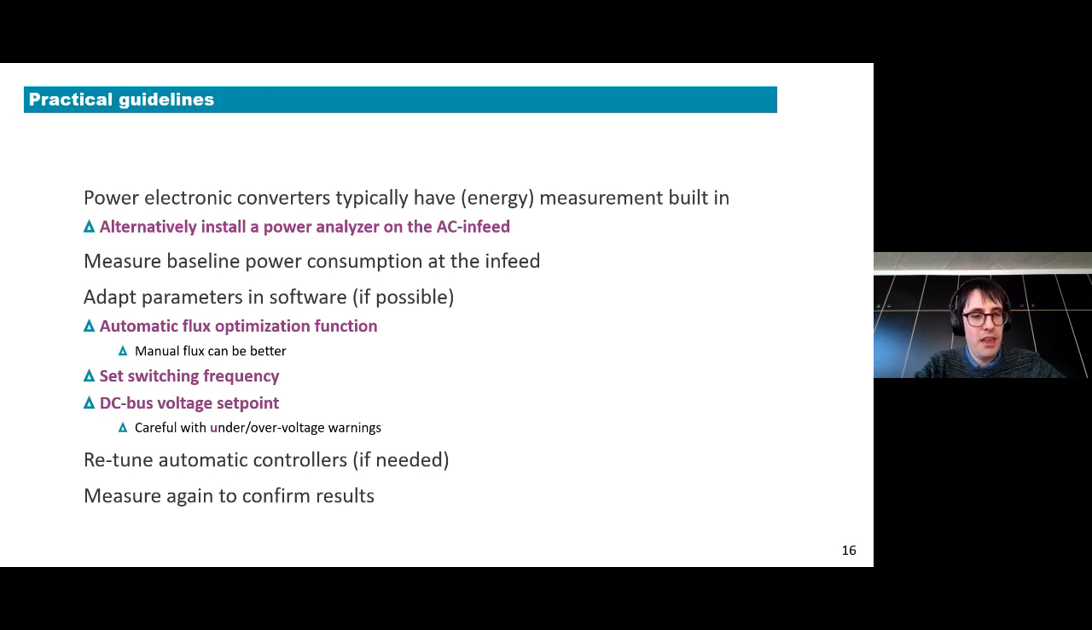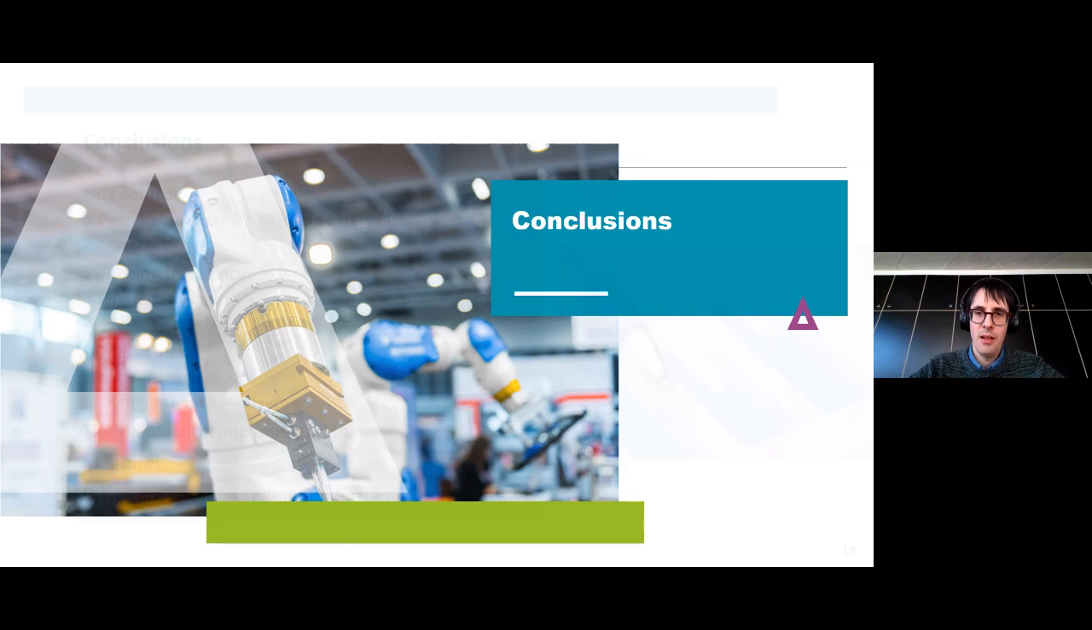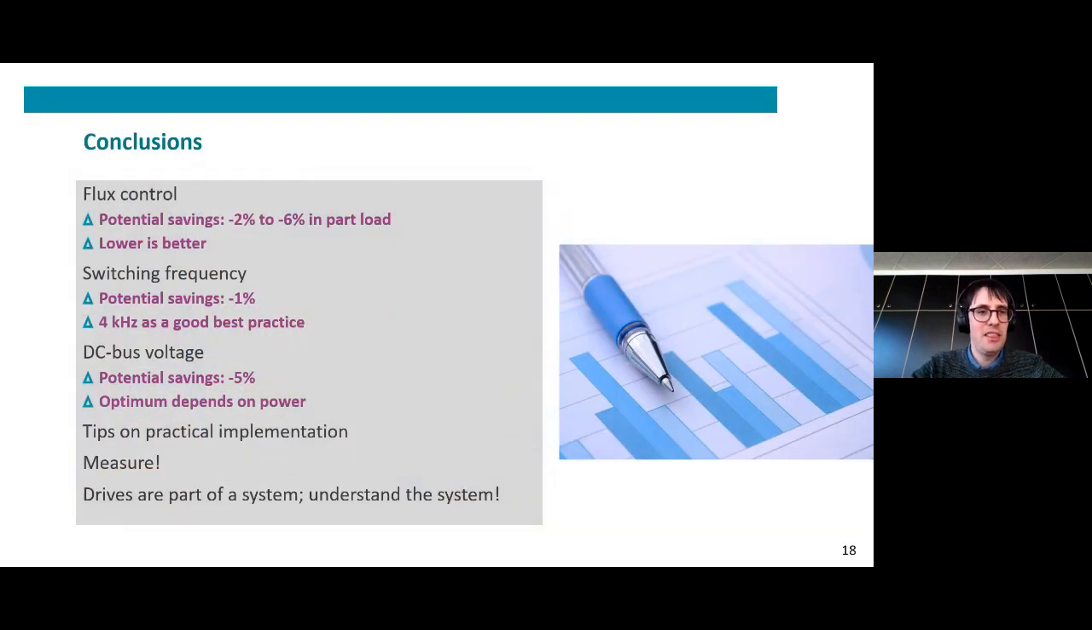Some advice that we can give is to also retune the automatic controllers if that's a requirement, or if it's a potential. So most of the drives today have some kind of automatic tuning built in for the internal PID controllers, for example, and those can be tuned after the adaptations which have been made. And of course, you should then measure again your results to confirm that you have indeed saved energy. As mentioned, it's about finding the optimum. And thereby we already reached the end of this session.